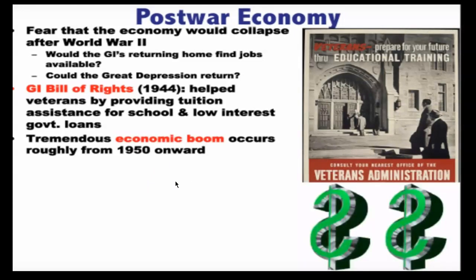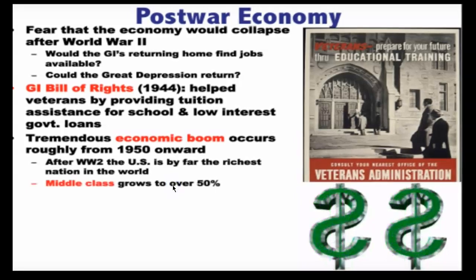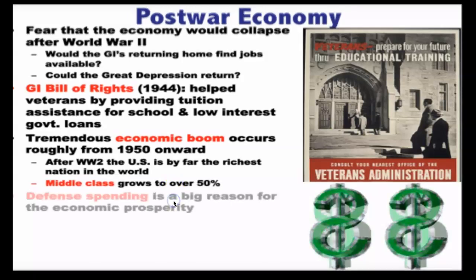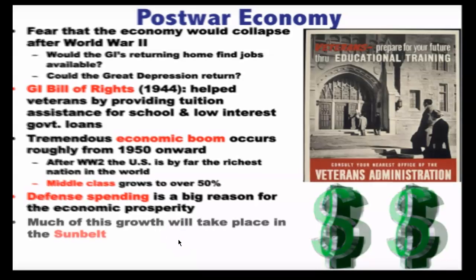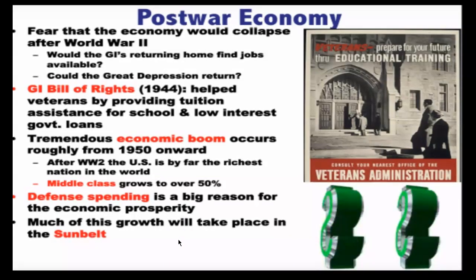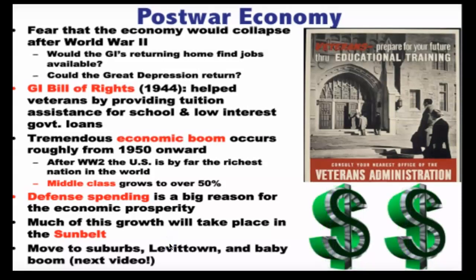And this fed a tremendous economic boom that occurred during the late 40s and 50s and onward. We saw that in the video we watched, the Best Years video. After World War II, the U.S. is by far the richest country in the world. We're the most powerful country militarily and also economically, and the middle class grew by over 50%. Defense spending is a primary reason for this economic prosperity because we know the Cold War now has begun. And so a lot of defense spending is being fed into the economy, and that's leading to a lot of job creation. Much of the growth, like I mentioned earlier, takes place in this new part of the country known as the Sun Belt, which is the southern, southwestern part of the United States.